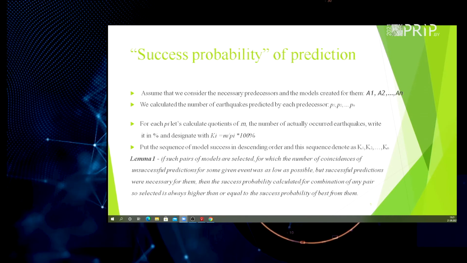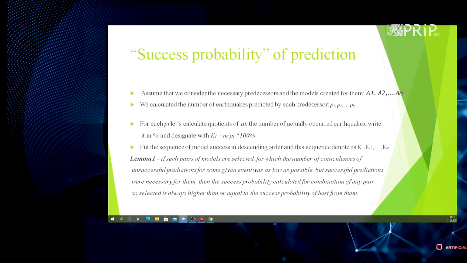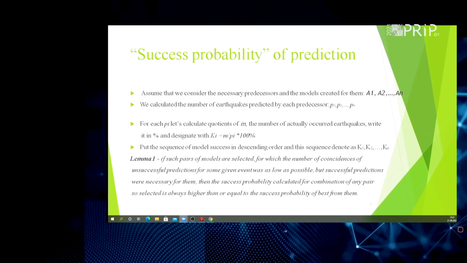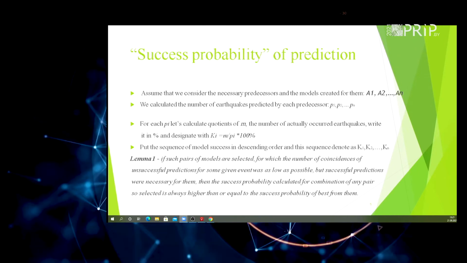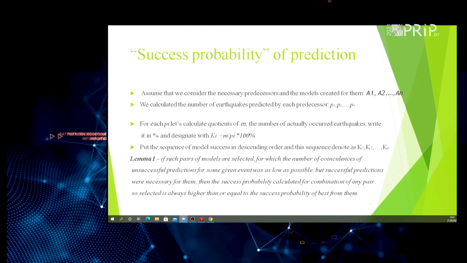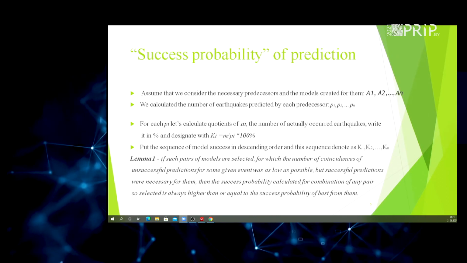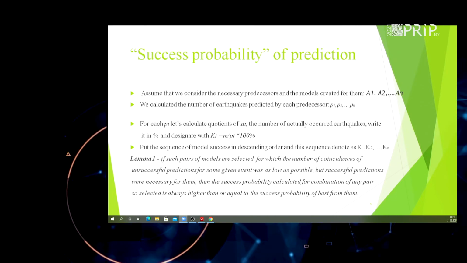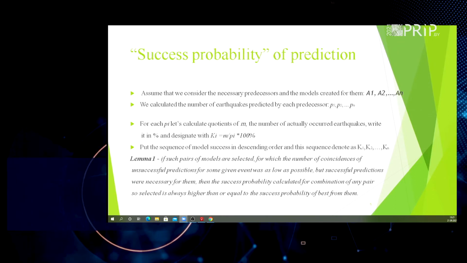This algorithm was the following. Such models were found for which the number of coincidences of unsuccessful predictions for some given event was as low as possible, but successful predictions were necessary for them. In this article, we will establish 5 lemmas for the task of static prediction and show how the accuracy of such models is increased through our algorithm.